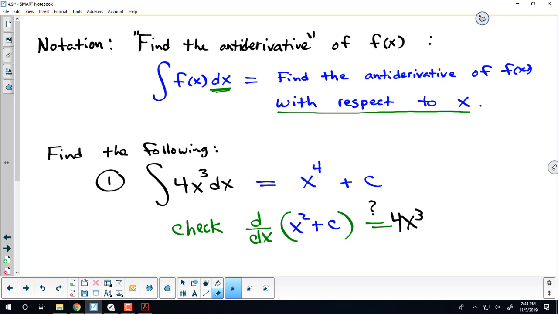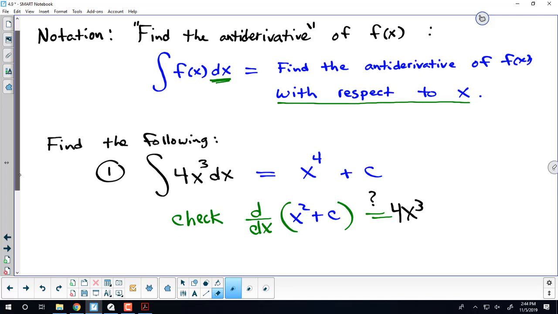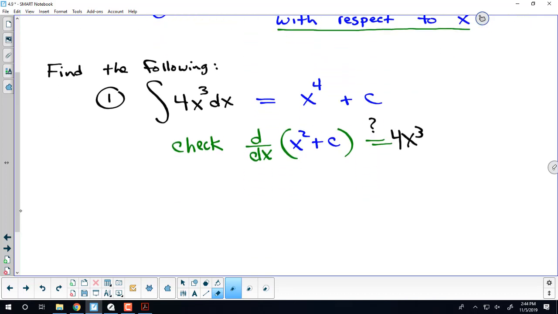When you found a derivative, there really wasn't any check. It's just like, well, I hope I did that rule correctly, right? The process of finding the antiderivative is much more difficult, but we can actually check your work. So that's the compensation we gain and lose. And of course, we know for sure that the derivative of x to the fourth plus c is 4x cubed.